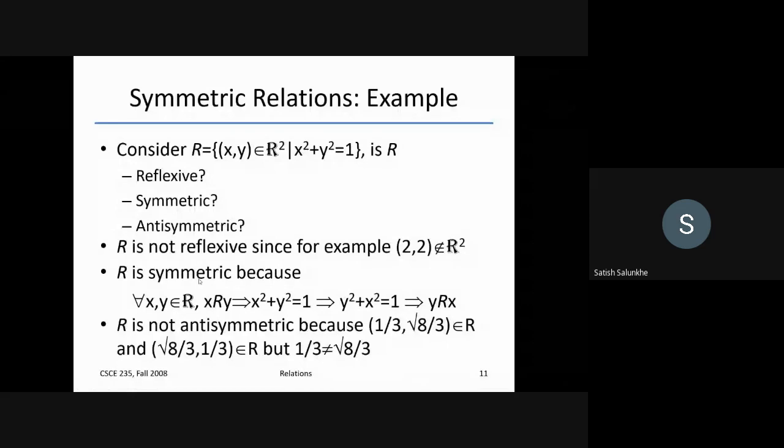What about antisymmetric? R is not antisymmetric because there is one counter example. If you take 1/3 as x and root 8/3 as y, (x, y) is belonging to R because x square plus y square is equal to 1. And (root 8/3, 1/3) is also belonging to R. But x and y are not the same. Therefore, this is not antisymmetric.